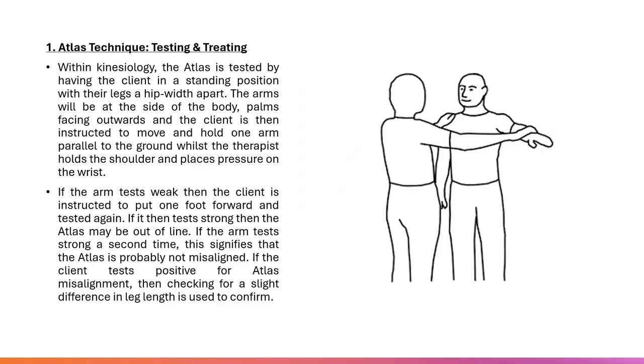So the first technique, the Atlas technique, testing and treating. Within kinesiology, the Atlas is tested by having the client in a standing position with their legs at hip width apart. The arms will be at the side of the body, palms facing outwards, and the client is then instructed to move and hold one arm parallel to the ground whilst the therapist holds the shoulder and places pressure on the wrist. If the arms test weak, then the client is instructed to put one foot forward and test it again. If it then tests strong, then the Atlas may be out of line. If the arm tests strong a second time, this signifies the Atlas is probably not misaligned.